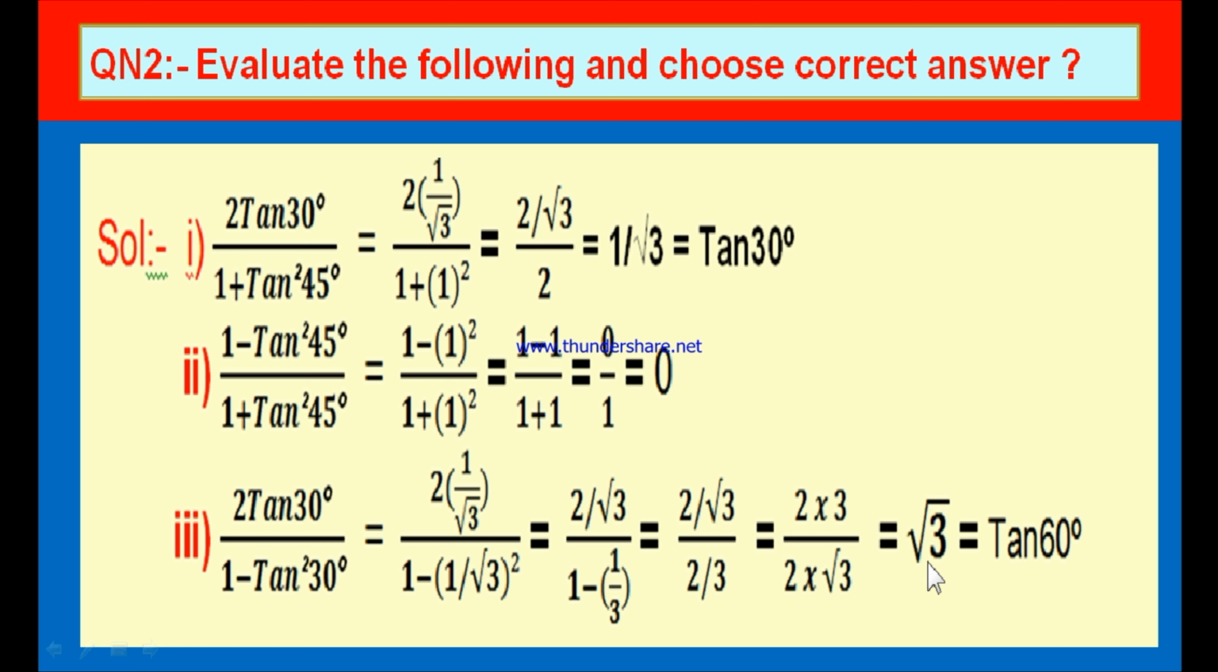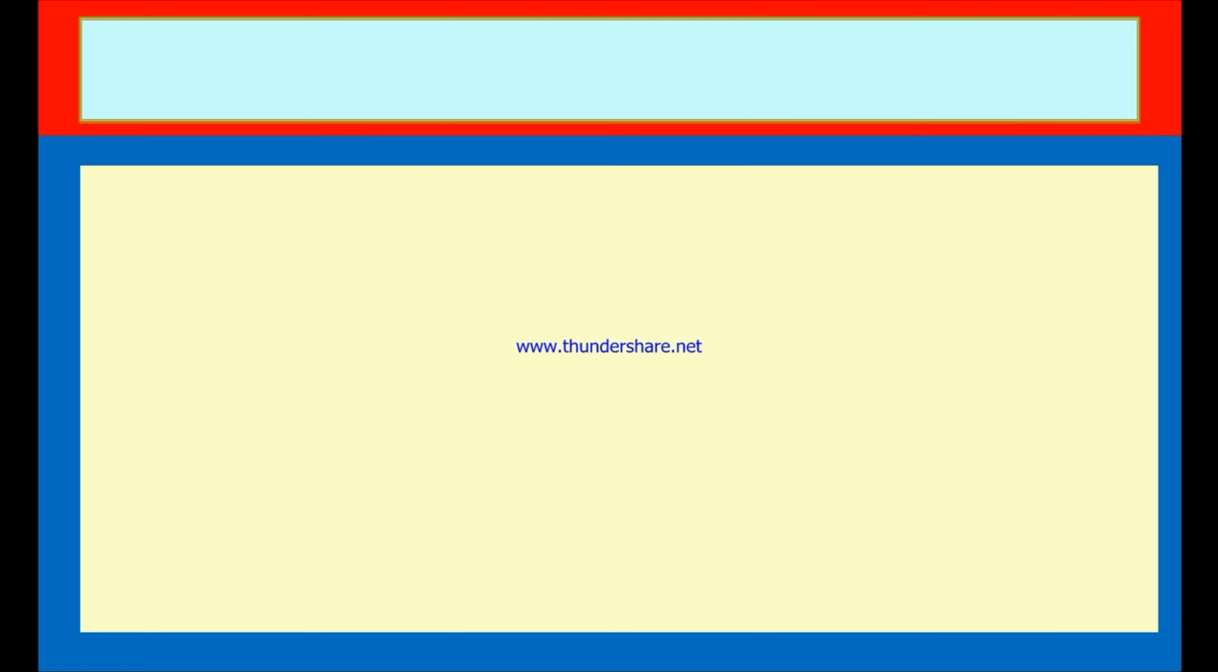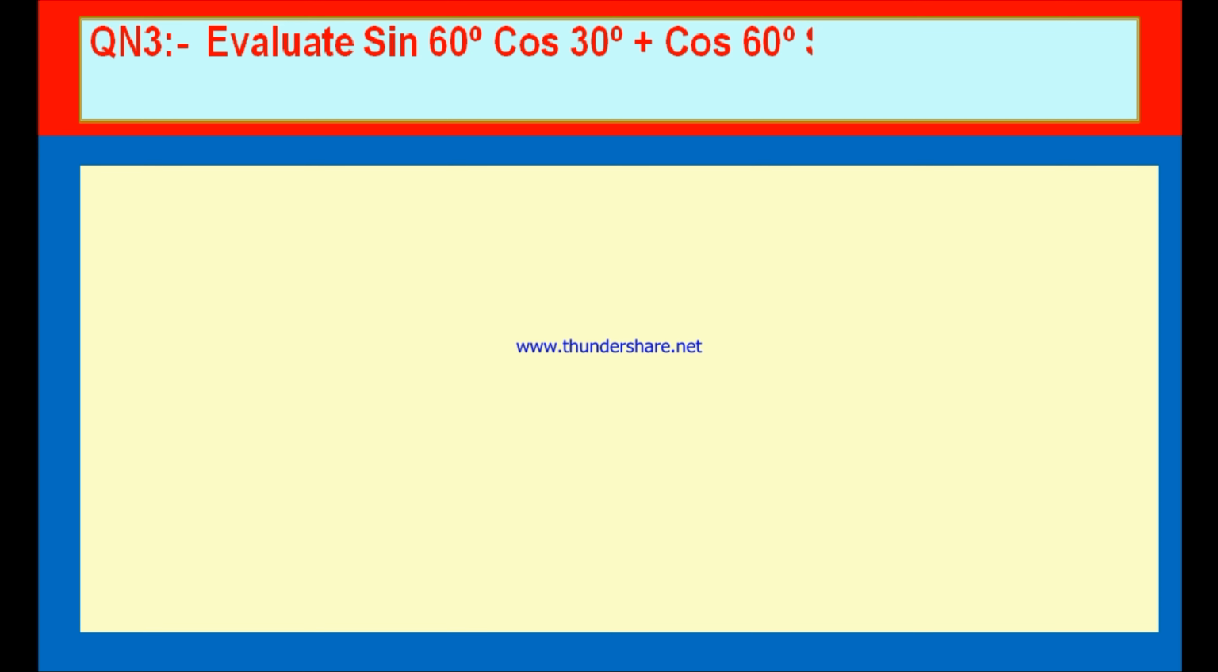But in the given options, root 3 is not there. But in the place of root 3, tan 60 is one of the options. We know that the value of tan 60 is root 3. You can go for this option, which is equal to tan 60 degrees. By this we concluded question number 2. Now let us see question number 3. Evaluate sin 60 degrees into cos 30 degrees plus cos 60 degrees into sin 30 degrees.